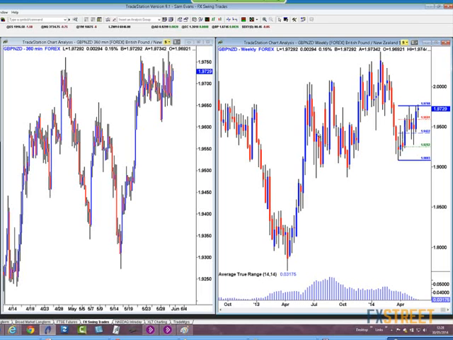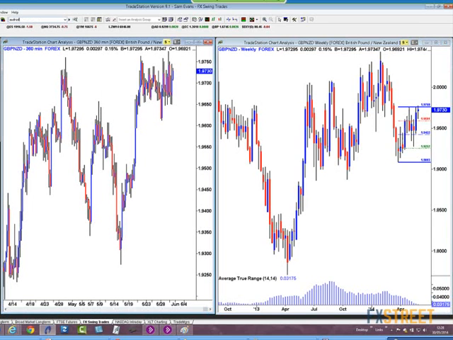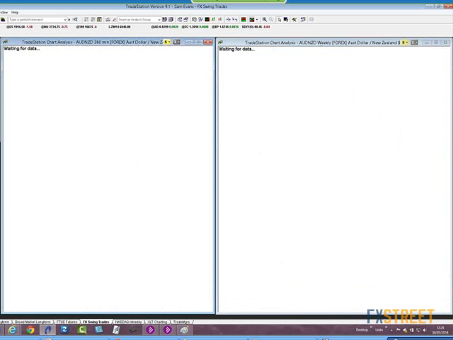All right. So let's just take a look at Aussie dollar. Just to show you something on the Aussie dollar while we're on the subject of trend.